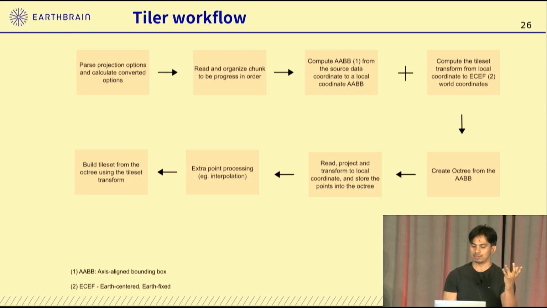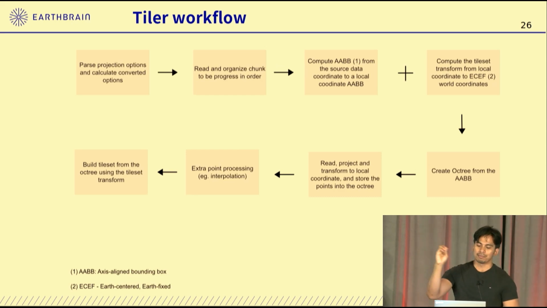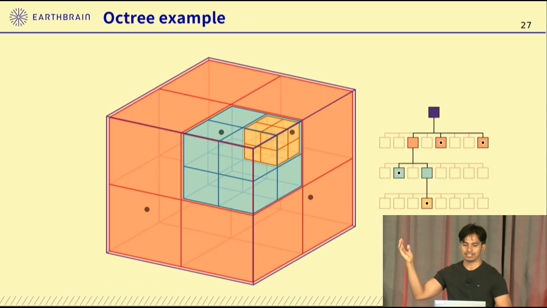Within the AABB, we create an octree, which is a tree that will store all of our tileset data, or points data. Then we read the points in the asset, transform those points to the local projection, and store all those things in the octree. Don't worry, there will be an image later on that will explain that. It's very confusing. We also do extra processing, for example, interpolation. We will add points into the octree in the middle before writing the actual points into the tileset and making our point data. Here's an illustration of the octree.